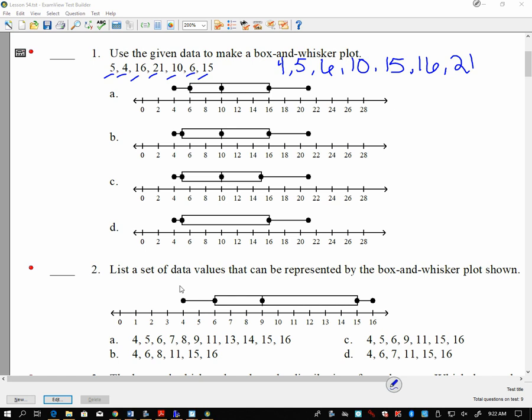My minimum and my maximum. What's my minimum? 4. Okay, so minimum is here. Okay, what's my maximum? 21. Okay, what's the next thing that's kind of easiest to find? The middle, the median.